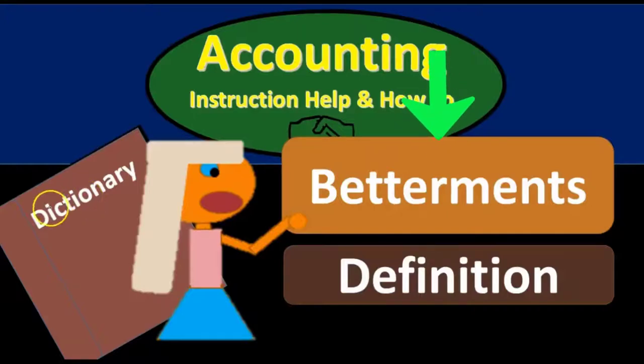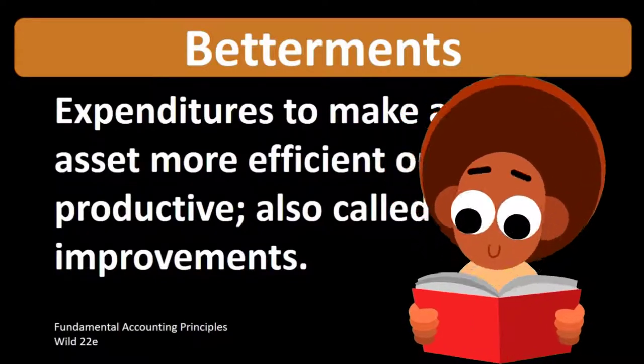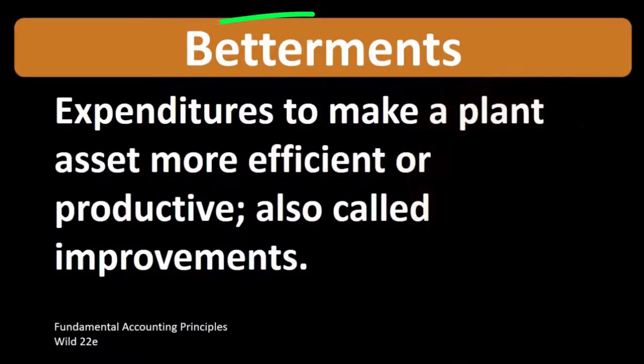Hello, in this lecture, we will define betterments. According to Fundamental Accounting Principles, Wild, 22nd edition, the definition of betterments is expenditures to make a plant asset more efficient or productive, also called improvements.